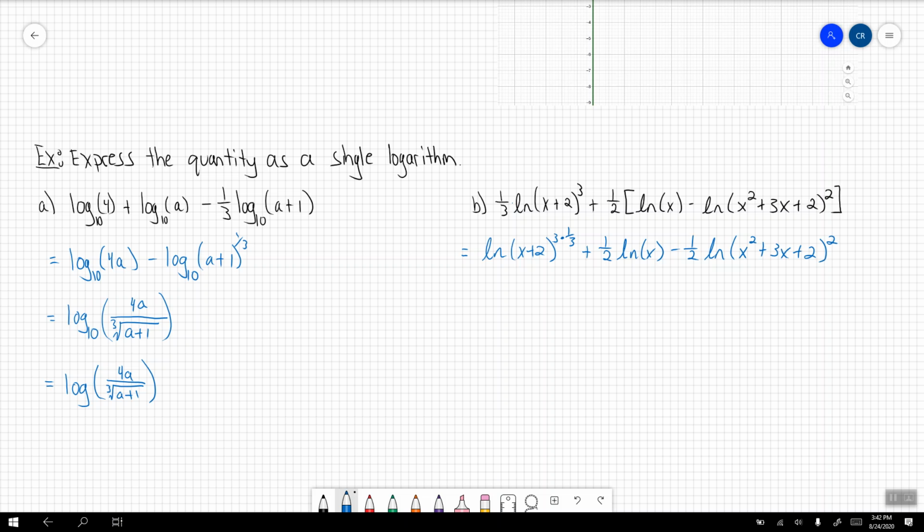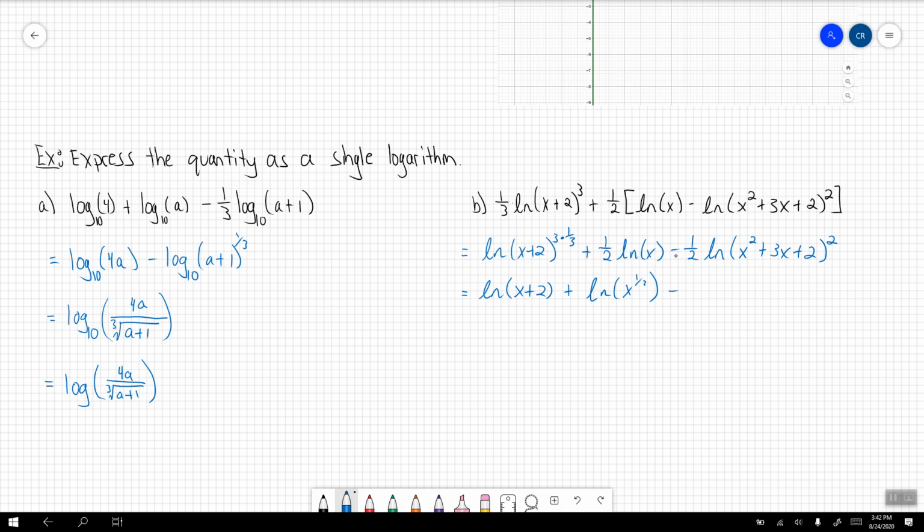Okay, everything's looking good so far. We're going to keep going. Let's start simplifying. Natural log of x plus 2. Pay attention to the exponent here. 3 times 1/3 is just 1. That means we're left as is. Plus, I want to remove that coefficient for the next term, that 1/2. So I am going to move this to the exponent of the argument. That means that we have natural log of x to the power of 1/2.